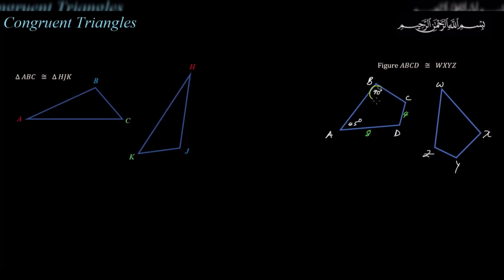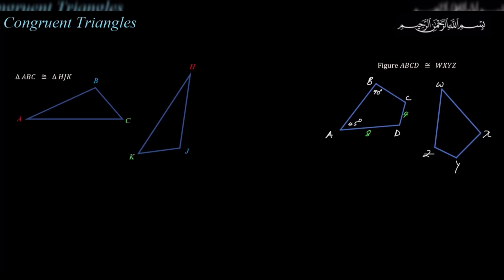For example, if we're told that this is 90 degrees, which one of these angles is 90 degrees in the other quadrilateral? And here we're given that's 45 degrees, so which one of these angles is 45 degrees? If they are congruent figures, then the corresponding or matching angles have to be congruent, and the corresponding or matching sides have to be congruent. So which is the matching side for 4? Which is the matching side for 8? So that's what we have to figure out over here.